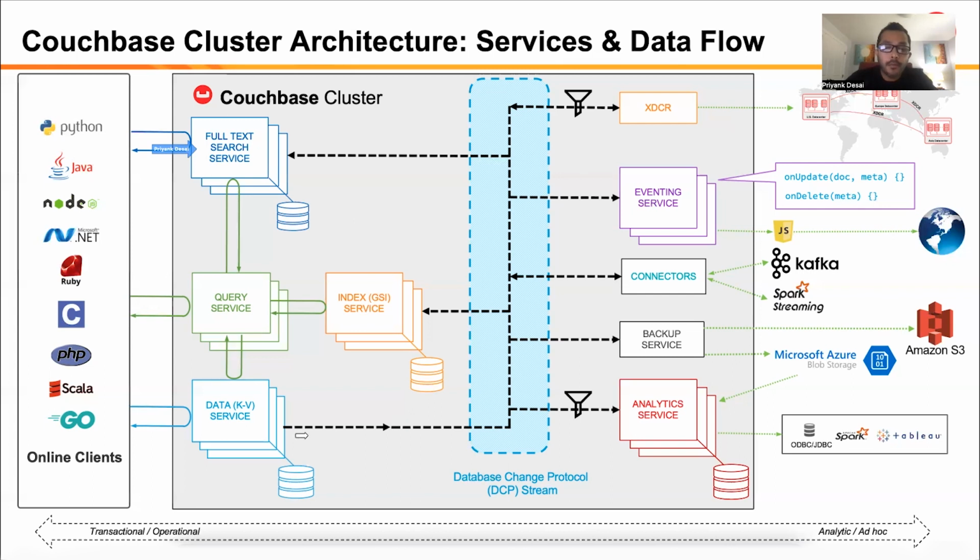So how do we make sure that when data gets created, updated, and deleted on the data nodes, the associated global secondary indexes which support the SQL++ query, or the full text search indexes, are kept up to date? To do that, we use something called the DCP protocol, the database change protocol. That's our secret sauce, and that's the streaming protocol that we use to move the data around within the Couchbase cluster.